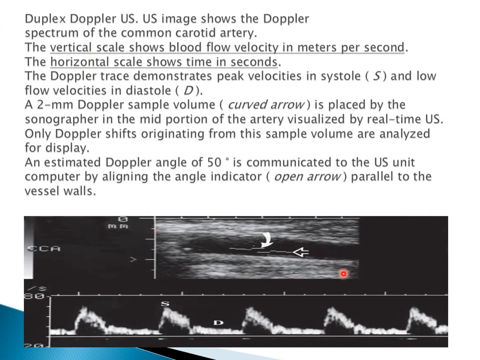This is the scale of the Doppler. The vertical scale we have here is the blood flow velocity in meters, and the horizontal is the time in seconds.